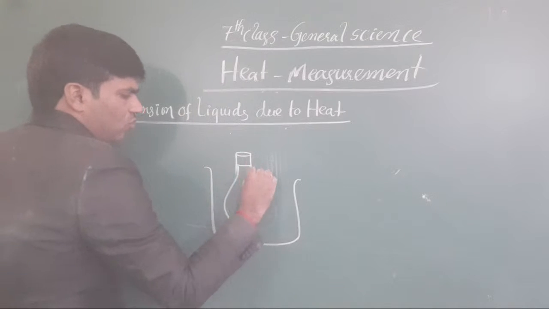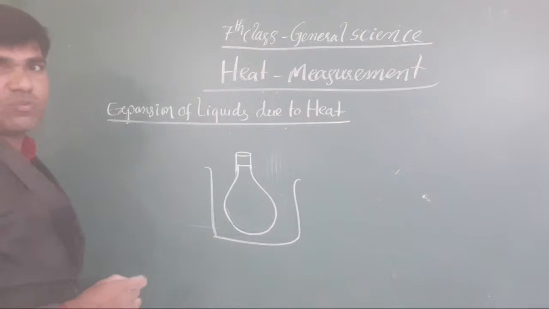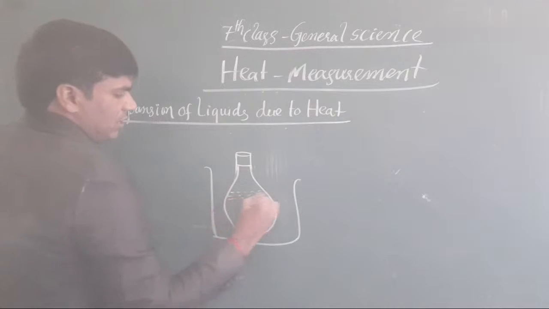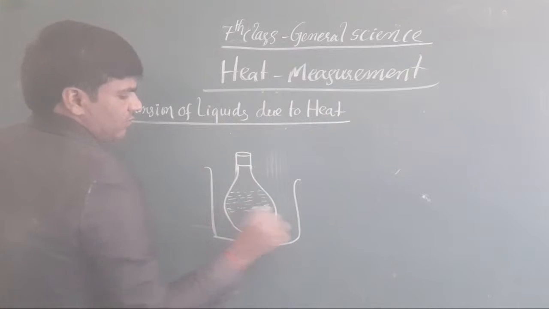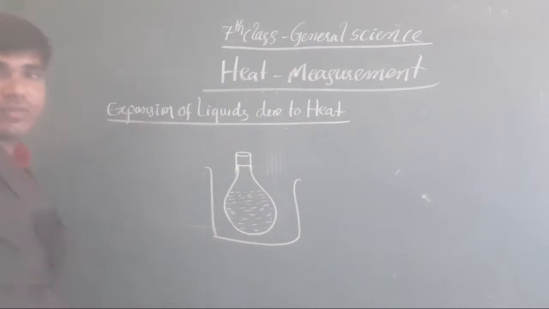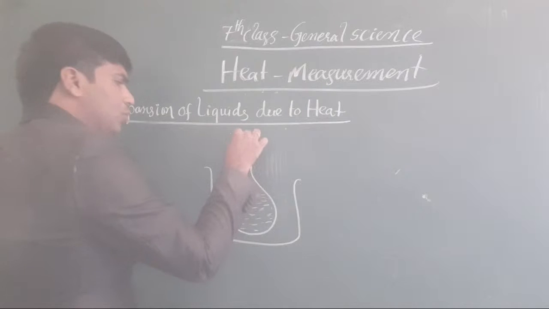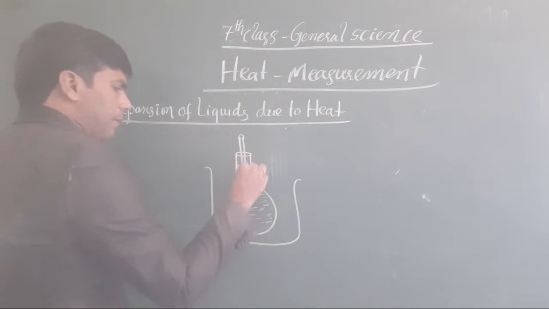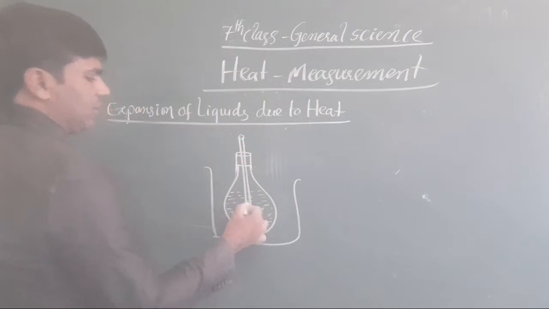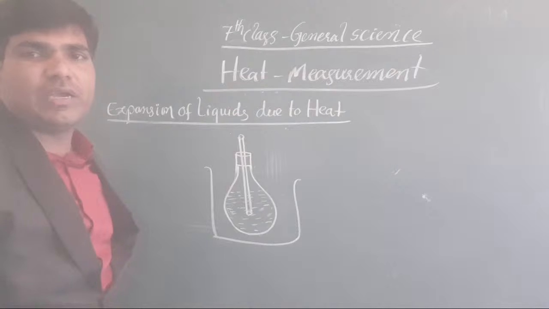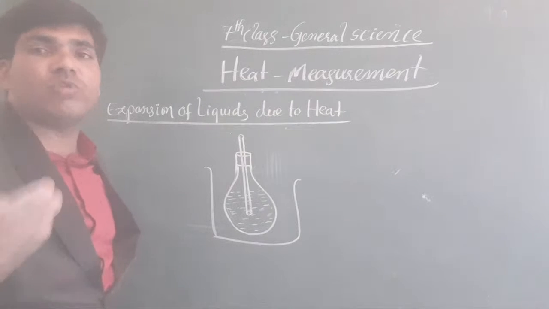Suppose you do this experiment at home, it is easy to do. You take some colored water in this particular flask. Initially, you take a rubber cork, and here you take a capillary tube. A capillary tube is open at both ends. For this experiment, you may use a white straw.